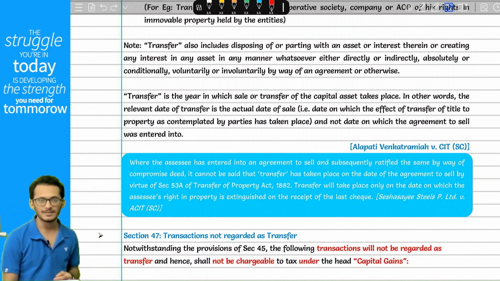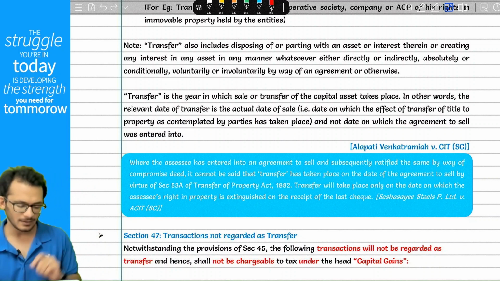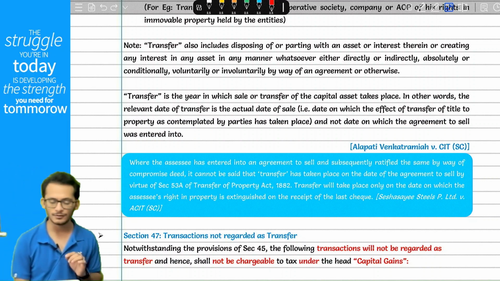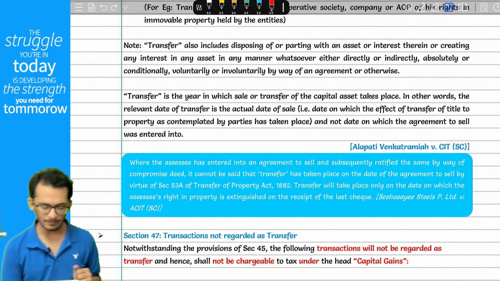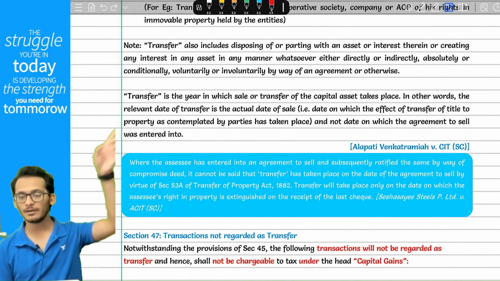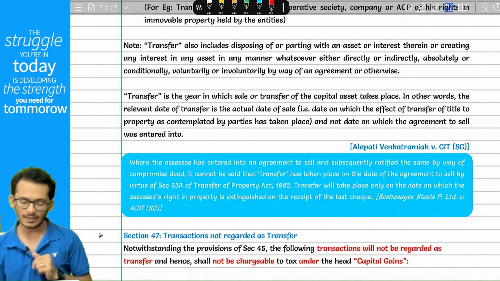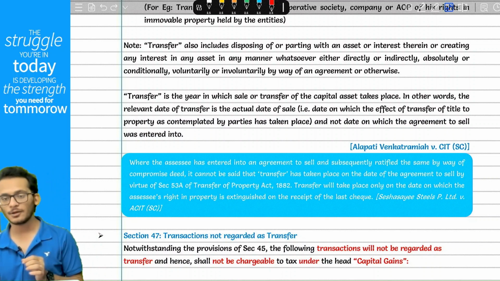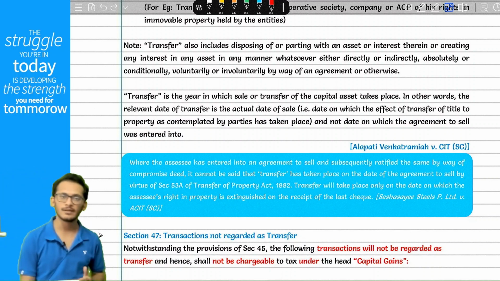Then we have the case law. The case law said the same thing. Where the assessee has entered into an agreement to sell and subsequently ratified the same by way of a compromise deed, it cannot be said that the transfer took place on the date of the agreement to sell, but will happen on the date on which the assessee's right in the property is extinguished and the new owner has come into existence.